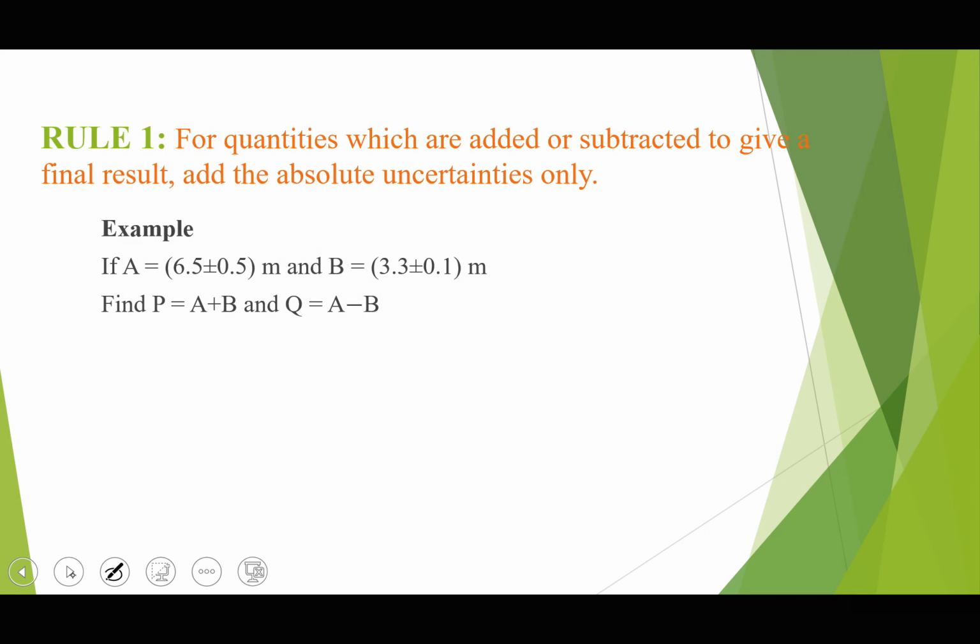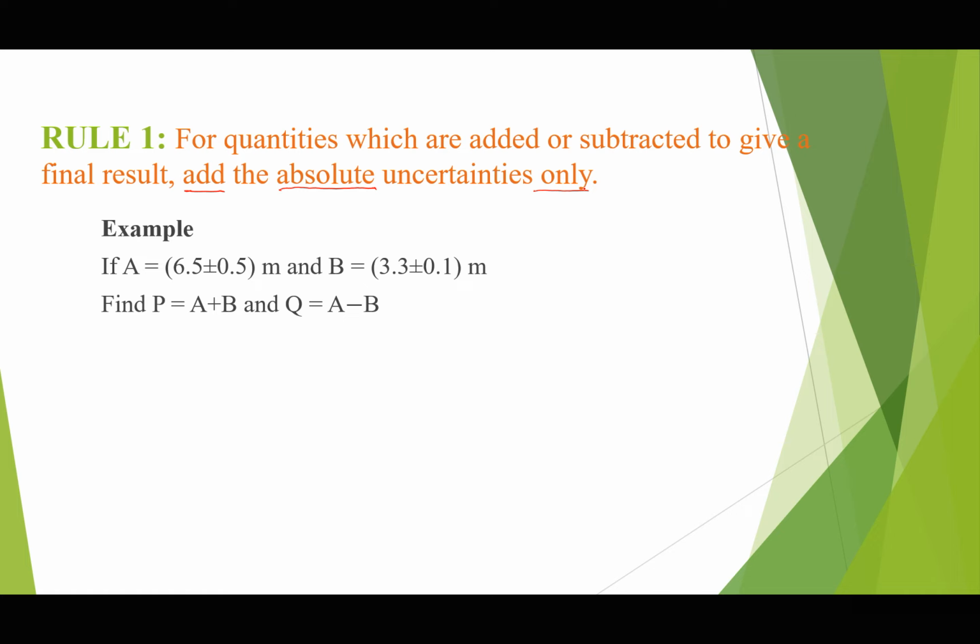Rule number 1: if quantities are added or subtracted to give a final result, what do we do to the absolute uncertainties to find the resultant absolute uncertainty? We simply add, we are going to add the absolute uncertainties only. That is a rule. If quantities are added or subtracted to give a final result, the rule says we only add absolute uncertainties. Remember, absolute uncertainties have the same unit as the true value. Let's look at this example here.